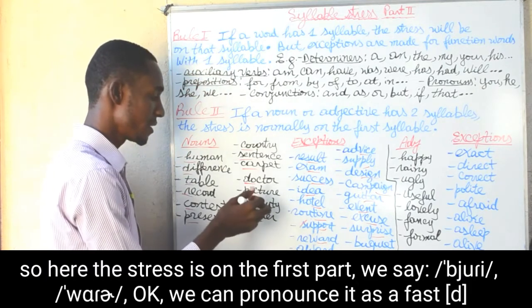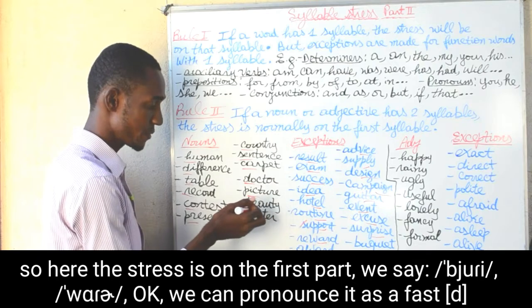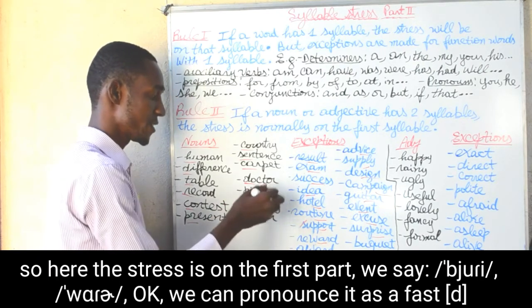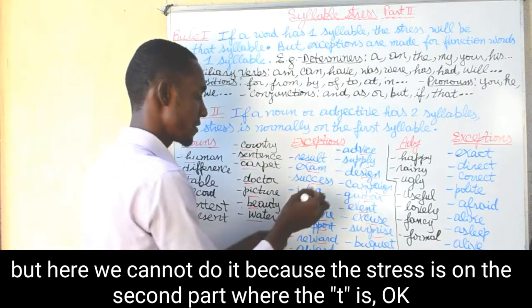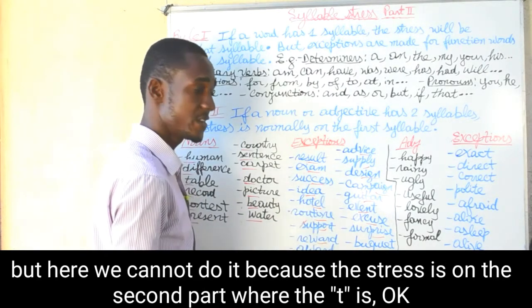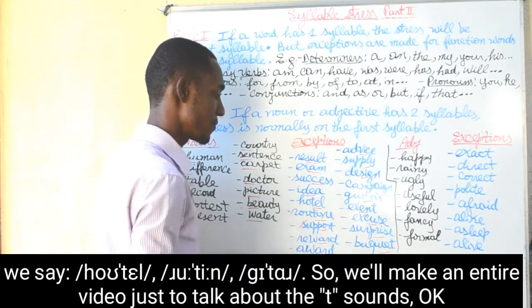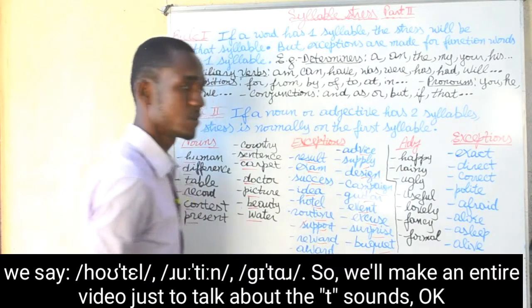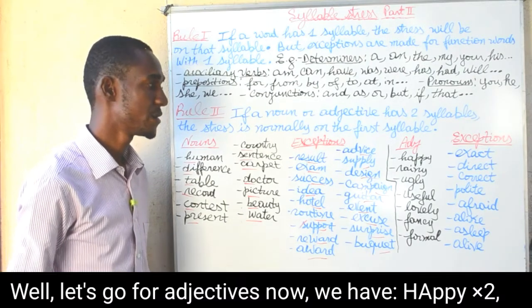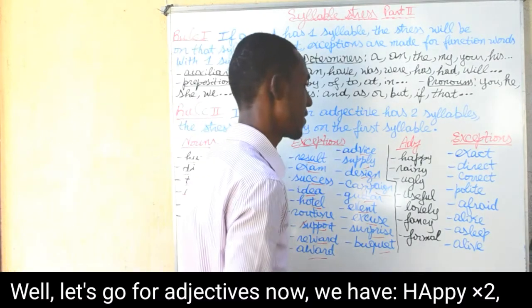So here, the stress is on the first part. We say beauty, water, okay? We can pronounce it as a fast D, but here we cannot do it because the stress is on the second part where the T is, okay? We say hotel, routine, guitar. So we'll make an entire video just to talk about the T sounds, okay? Well, let's go for adjectives now.